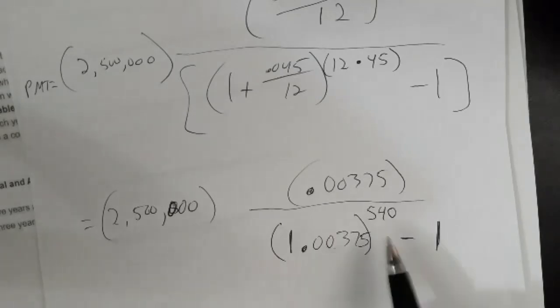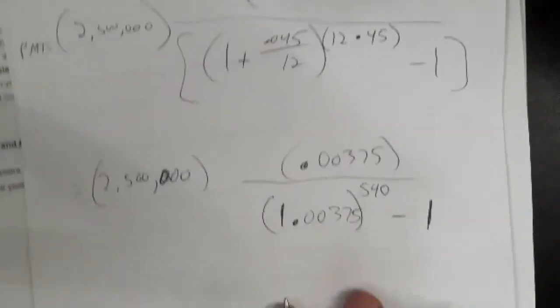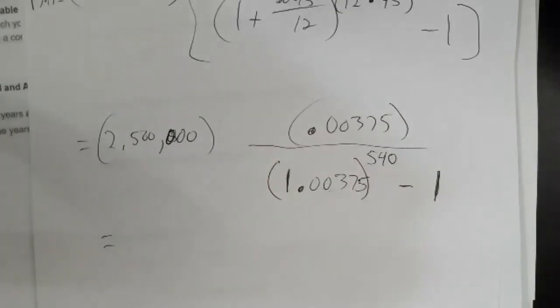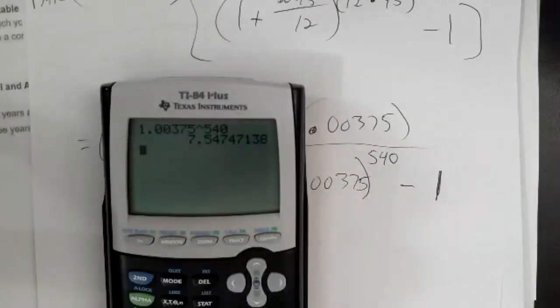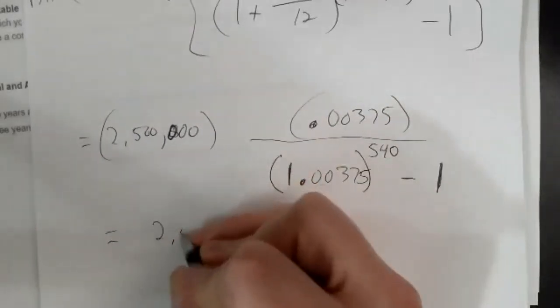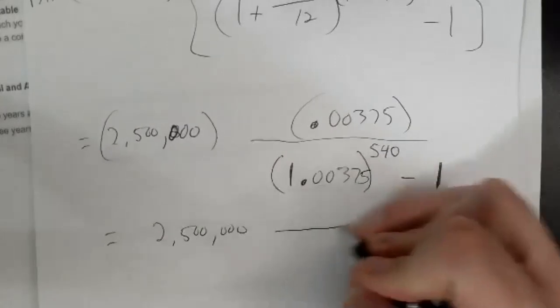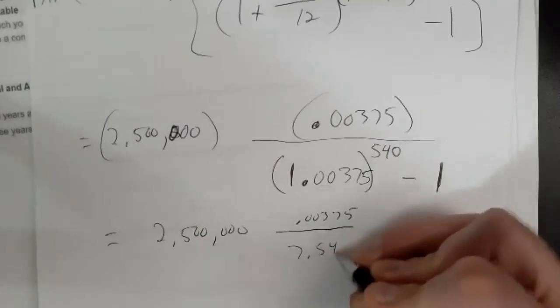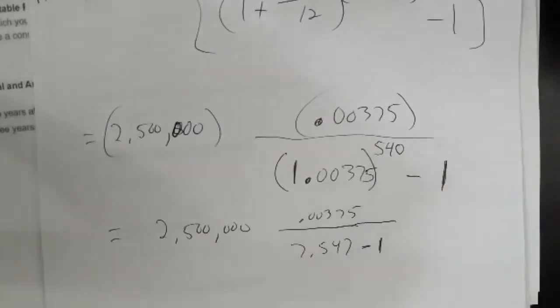So another thing about order of operations is we have to do the exponents before we start doing the subtraction. I think some people get that a little out of order. It's really easy to subtract 1 now. No, got to raise the exponents. 1.00375, and we raise this to the 540th power. So that's giving me something like 7.547. And then I subtract 1 from it.